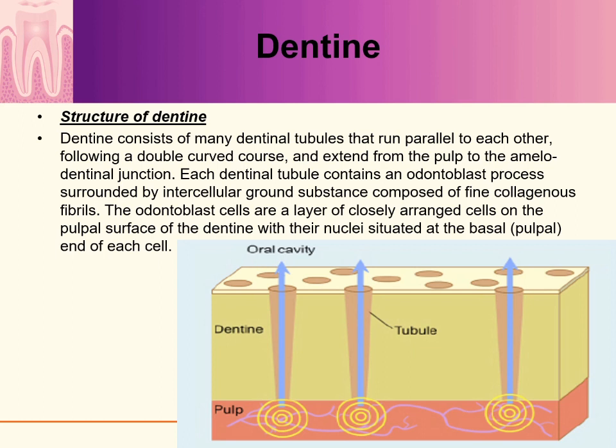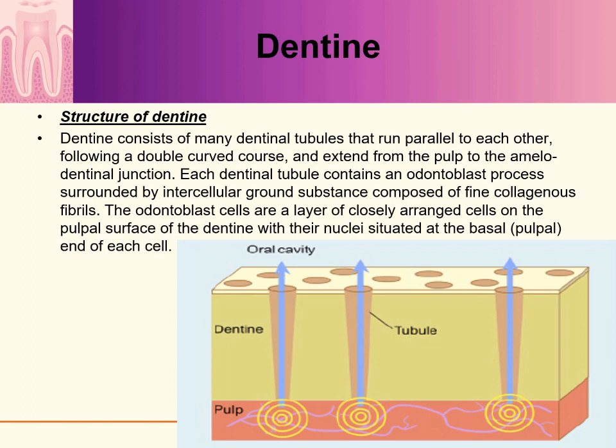Tooth structure. Enamel. Structure of enamel. Enamel is made up of millions of enamel prisms or rods, which run from the amelodentinal junction to the enamel surface. Each prism is made up of a large number of enamel crystallites.